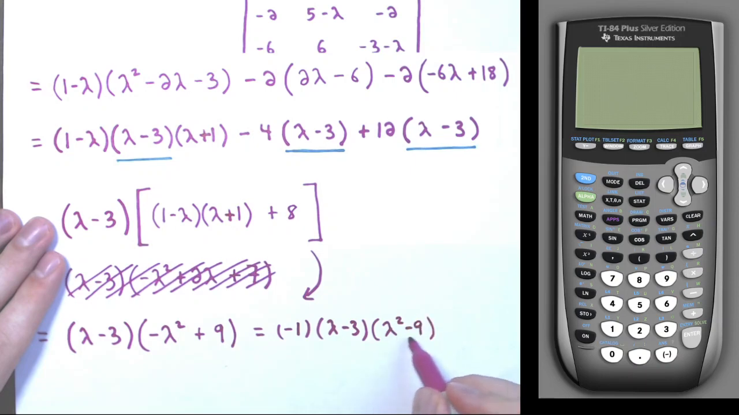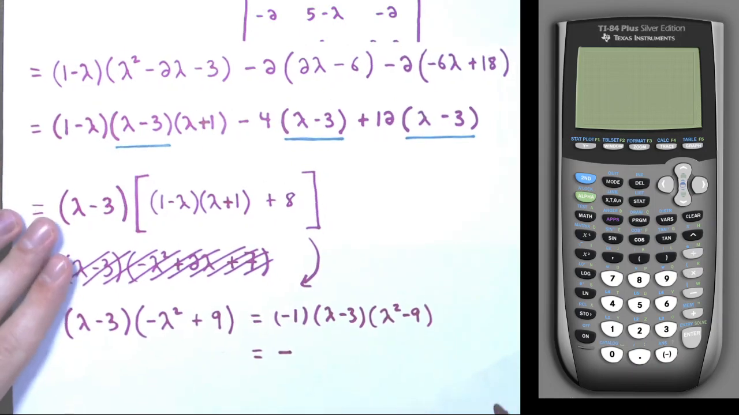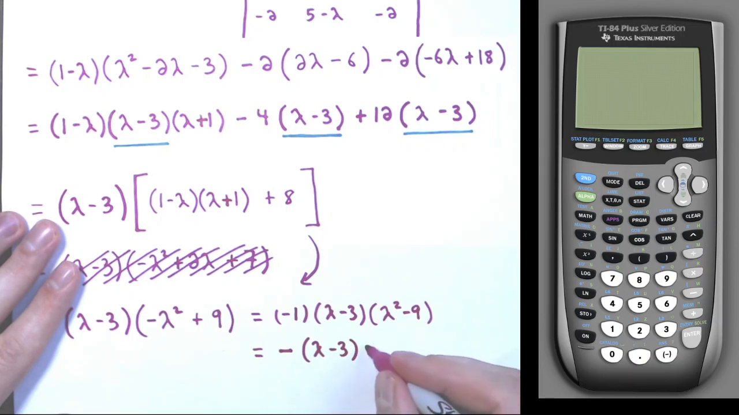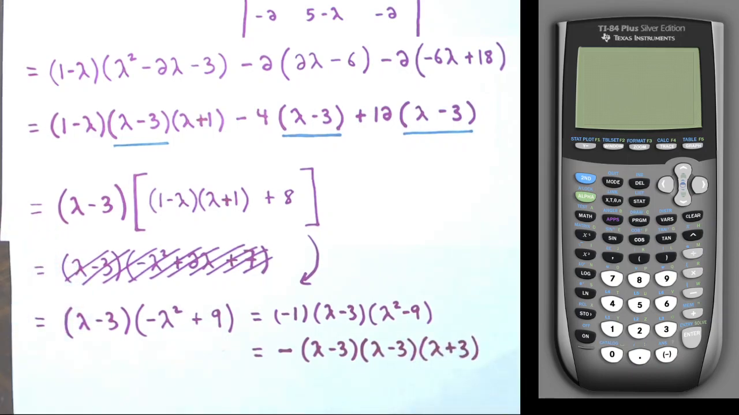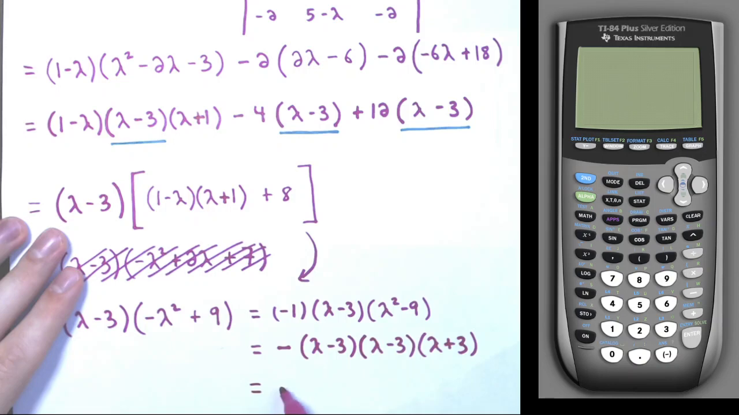And that's a difference of squares. So I get, now -1, you can just write a minus sign, that represents -1, times the factor lambda minus 3. And then lambda squared minus 9 factors to lambda minus 3 times lambda plus 3. Alright, a difference of squares. And I'm seeing the same factor twice here. So we have -1 times lambda minus 3 squared times lambda plus 3.